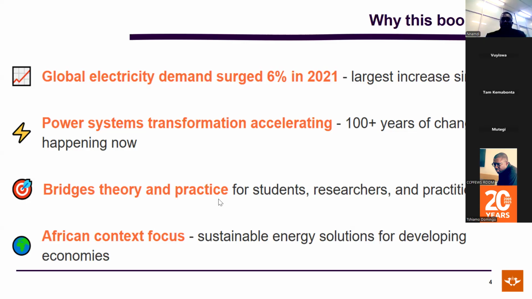And fourthly, the African context requires specific solutions for our sustainable energy transitions, right? Our African power systems face unique challenges that we sought to also address in this book. This book, therefore, provides a comprehensive framework for both researchers who need practical applications and practitioners who need implementable solutions. It's written for everyone who needs to understand both where power systems are and where they are heading.